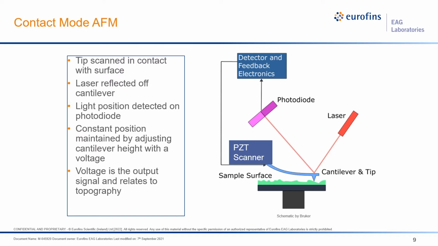In contact mode, the tip is raster scanned back and forth in direct contact with the surface, while a laser light is reflected off of the back side of the cantilever onto the detector. When the tip encounters a point along the surface at a new height, the position of the light on the detector changes. Feedback electronics are used to maintain a constant position on the detector by adjusting the cantilever height with a voltage applied to the piezoelectric tube. The voltage is converted to height in the instrument software.